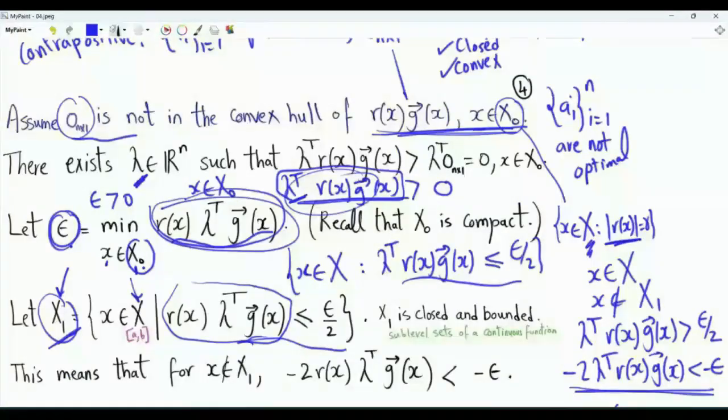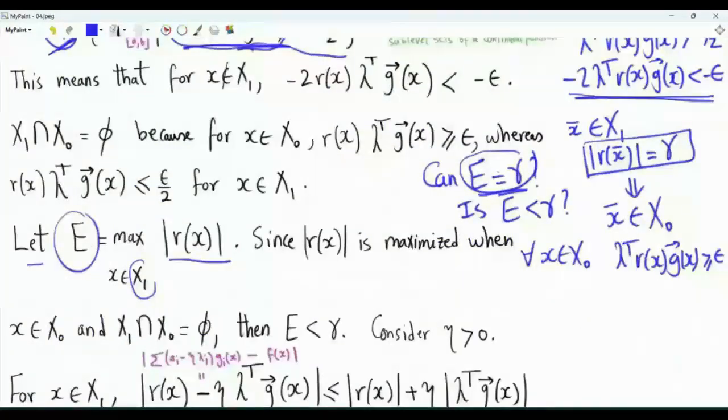But we defined the set X1 such that this quantity is epsilon over 2 or less. By the way, we have defined epsilon and X1. There can never be an intersection between the set X1 and the set X0. Their intersection is empty. If we assume that E is equal to gamma, we will get a non-empty intersection. This is a contradiction. E must be strictly less than gamma.